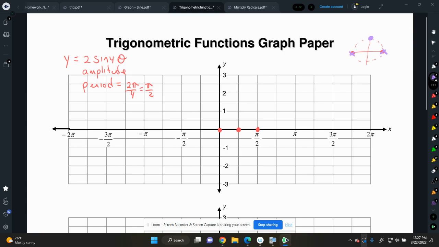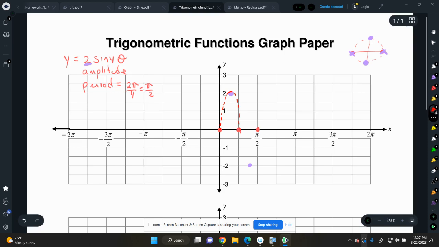And then, looking at your unit circle again, halfway between these two zeros, it's equal to 1. So halfway between these two zeros, it's not 1 in this case, it's going to be 2, because we've got that 2 in front, that amplitude. Halfway between these two zeros, we're down at negative 1. So now we go down there. So that's our shortcut to graphing these.